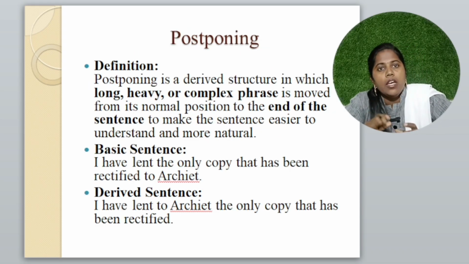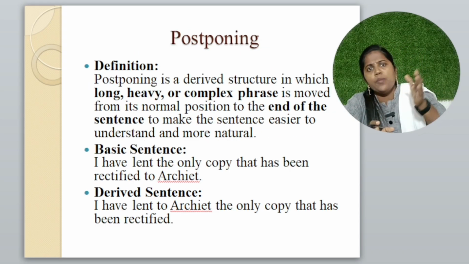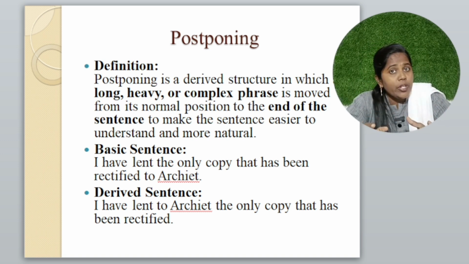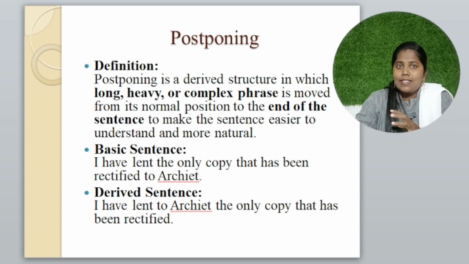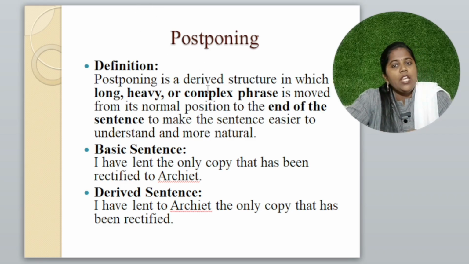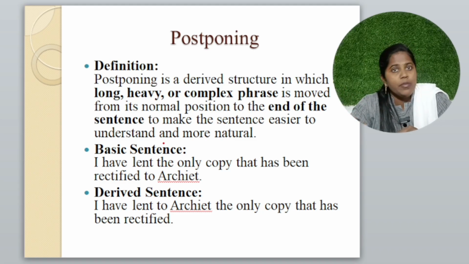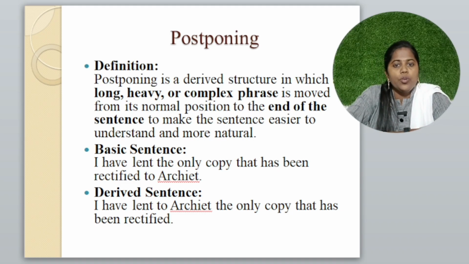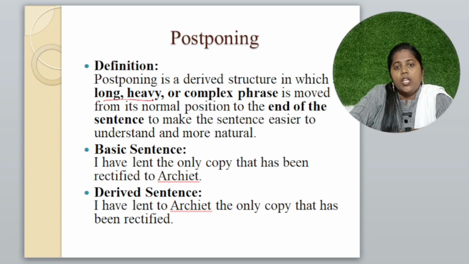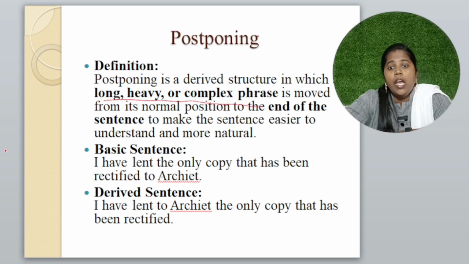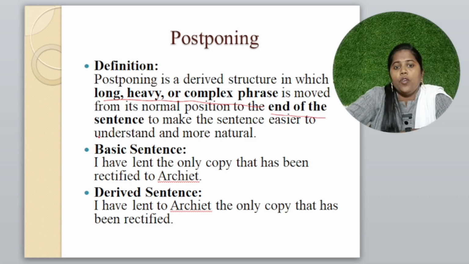Next, see, this is postponing, and this is totally opposite to fronting. In fronting, what did we do? We shifted the last element to the first. And here in postponing, we are also shifting, but we are shifting the element to the end of the sentence. When we postpone something, what do we do? We change the time, and it will happen after some time or in the future, we can say. And here we just change the place of a heavy or complex phrase, and we move it to the end of the sentence.